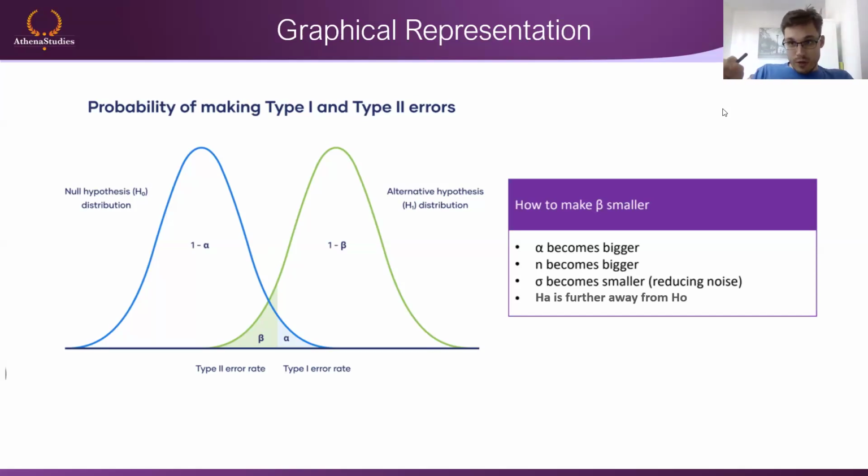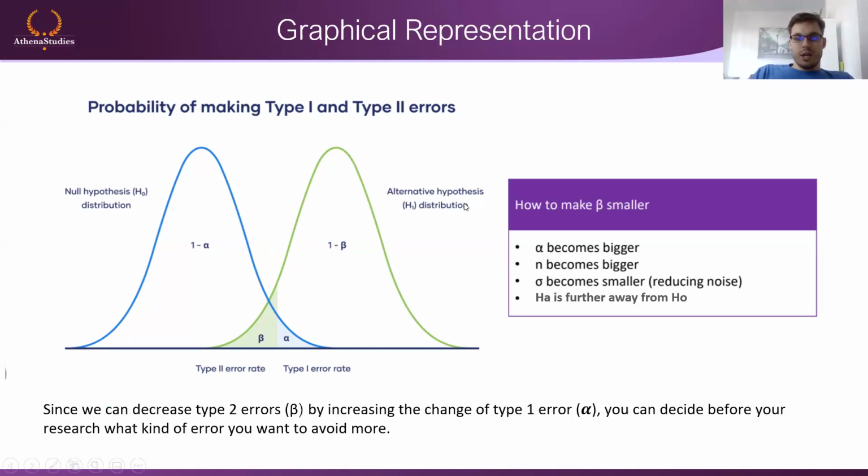So when you move it, of course, you lower your probability of type 2 error, but it also makes it harder to prove your hypothesis, right? So you can see here, since we can decrease type 2 error by changing the type 1 error, you can decide based on your research what you want to avoid more, right?